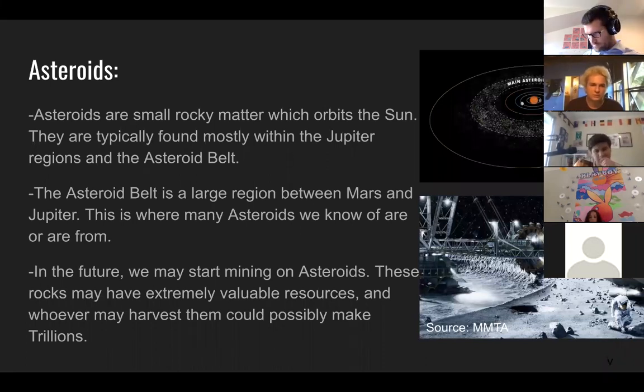Asteroids. Asteroids are small rocky matter which orbits the sun. They're typically found within the Jupiter regions of the asteroid belt. The asteroid belt is a large region between Mars and Jupiter. This is where many asteroids we know of are from. In the future, we may start mining on asteroids. These rocks may have valuable resources, and whoever harvests them could make trillions.